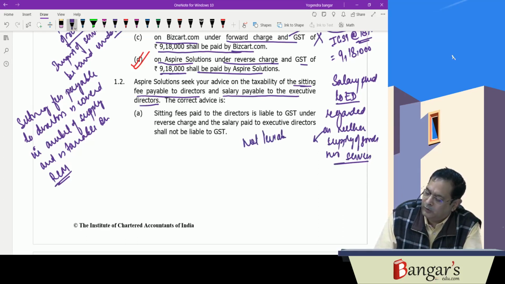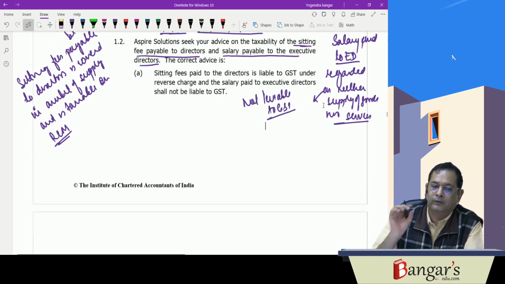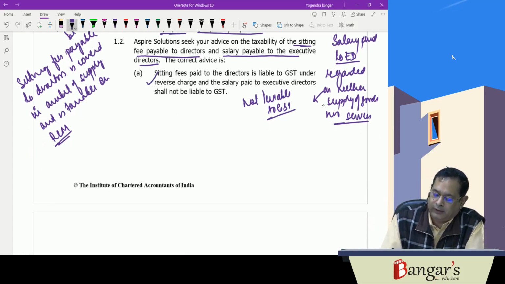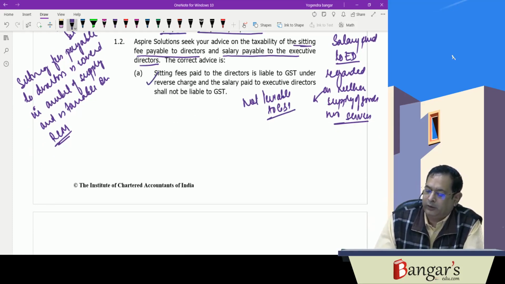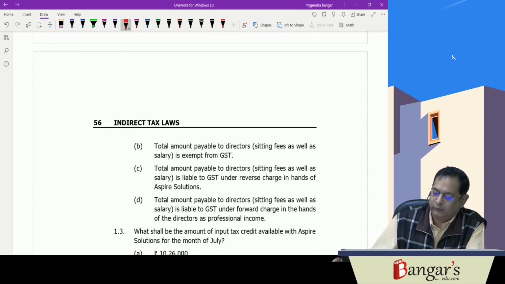Not leviable to GST. Okay. So what is the first option? Sitting fees paid to directors is liable to GST under RCM. This is correct. And salary paid to executive directors shall not be liable to GST. This is correct. So the first option is correct, but we can see the second option also.